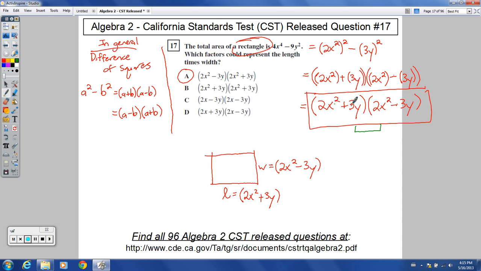If I put the first terms together, this times this would in fact be 4x to the fourth. The outside and inside terms are the really important ones. They should cancel each other out because there is no outside and inside term there. So this times this would be 6x squared y, and this times this would be negative 6x squared y. Are they the same? Yep, so they cancel each other out. And then the last part should give you plus 3y times minus 3y. You got it, it's negative 9y squared. So the right answer is choice A. We even checked our answer just to make sure. So all good, 17, choice A.